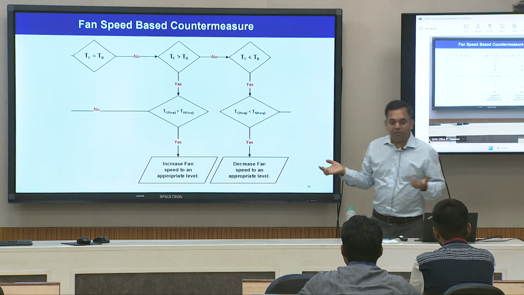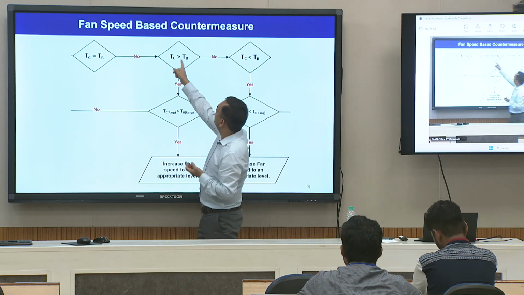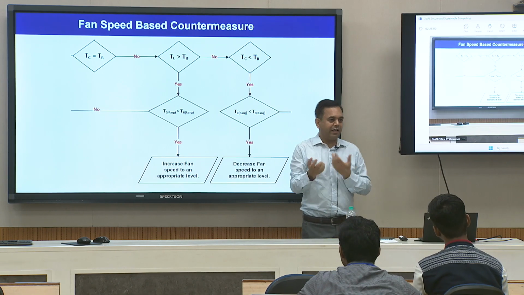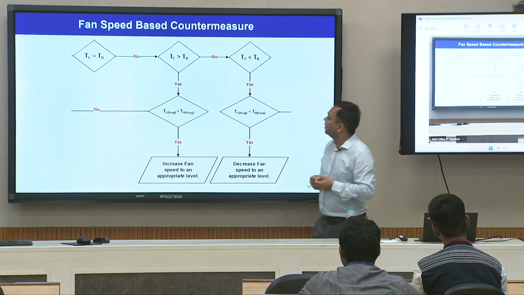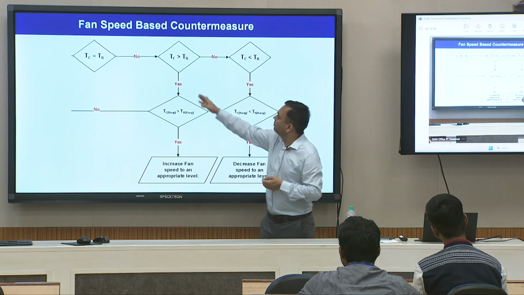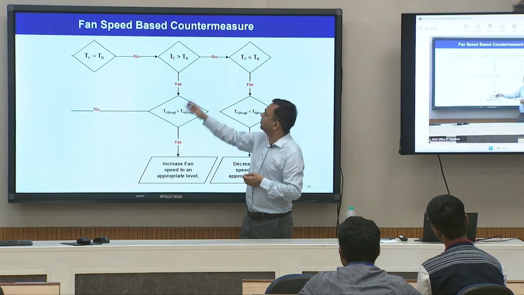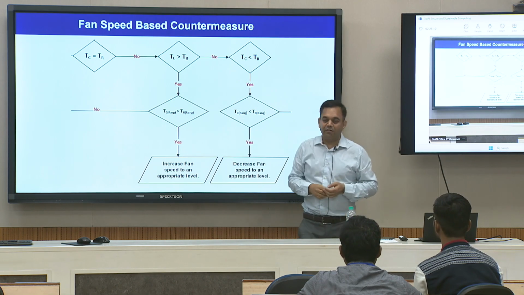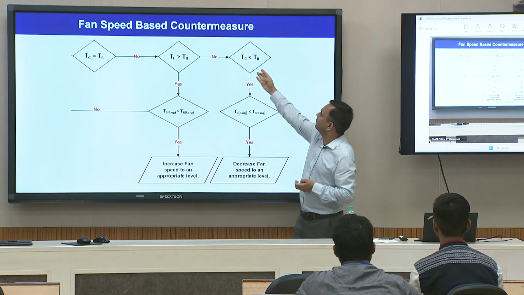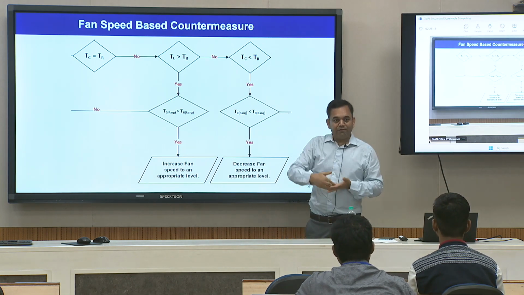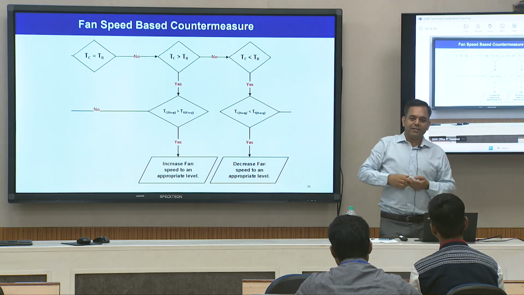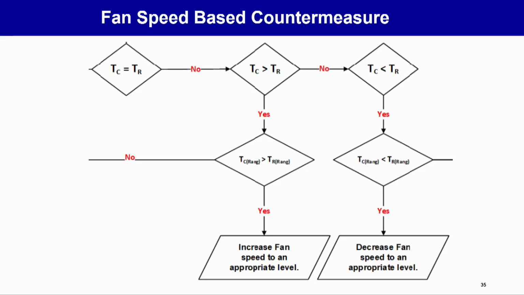So what is the aim? We always want these two temperatures to be close to each other, so that an attacker cannot get anything. If this one is higher, you increase the speed, so it cools down and reaches close to the previous temperature. Similarly, if this one is lower, you decrease the fan speed so the temperature can increase to reach the previous level.